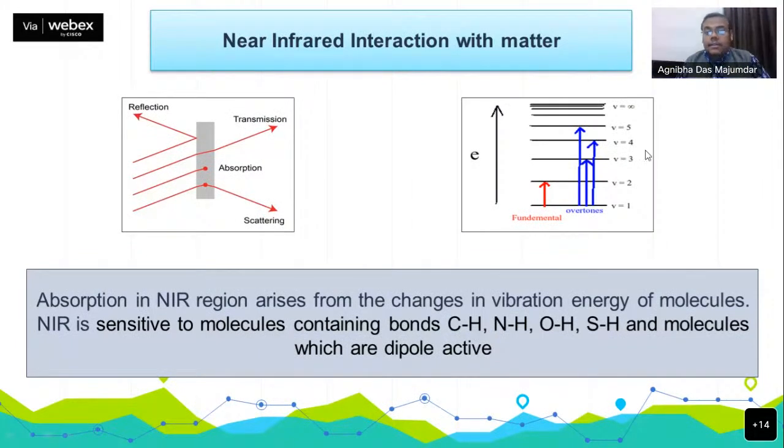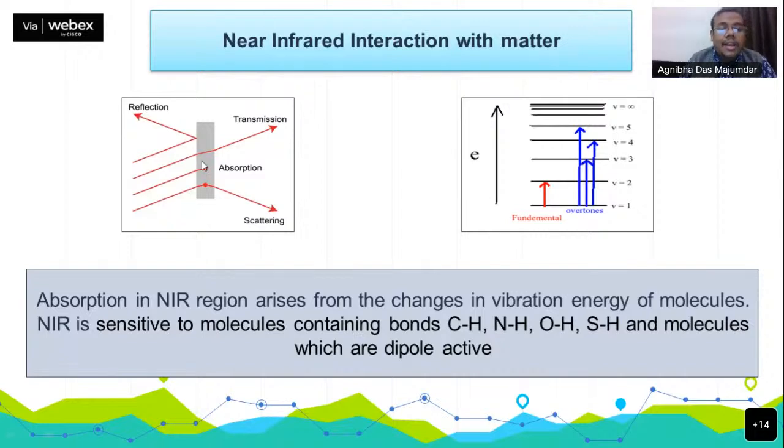Now, on the right side, there is a pictorial presentation of the transitions, for example the transition from level 1 to level 2. What are the different levels here? V equals 1, V equals 2, V equals 3. Those are the different vibrational levels. If the spectra come after the transition from 1 to 2, that kind of radiation is known as the fundamental radiation. But if the spectra come after the transition from 1 to 3, or 1 to 4, or 1 to 5th level, we call that radiation overtones.